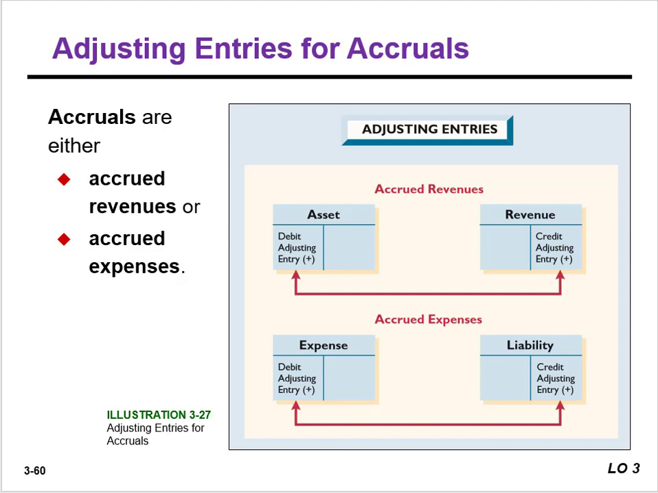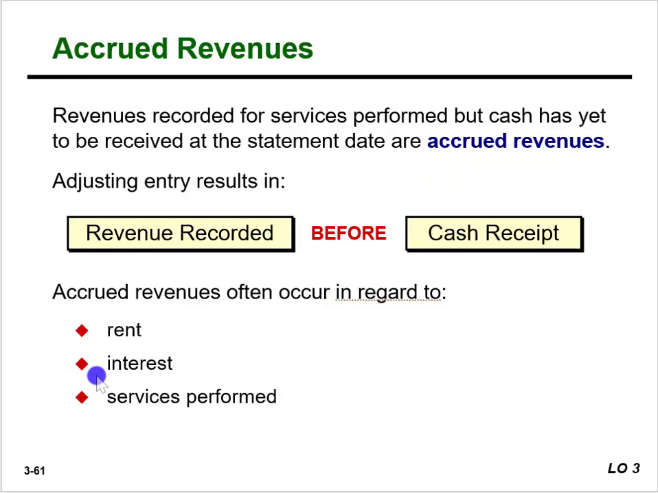And so adjusting entries for accruals. So accruals are either accrued revenues or accrued expenses. And again, the adjusting entries for accrued revenue is a debit to an asset and a credit to a revenue. An accrued expense is a debit to an expense and a credit to a liability. And so revenues recorded for services performed but cash has yet to be received at the statement date are accrued revenues. And so adjusting entries results in revenue recorded before cash is received. And so accrued revenue often occurred in regard to rent, interest, and services performed.